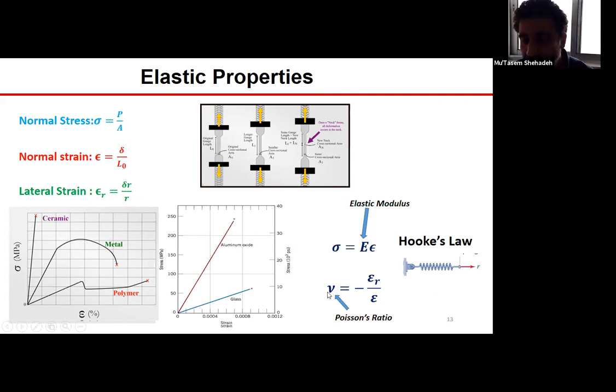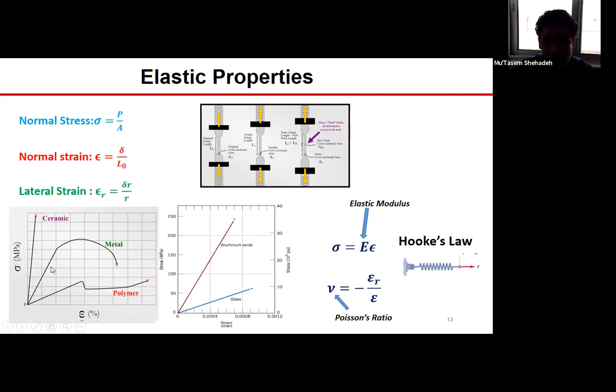This is also an elastic property of the material. So each material exhibits a specific value of Poisson's ratio depending on its structure. So if you look here at the stress strain behavior, which is shown here for three different types of materials, ceramic, metal, and polymer, we can see the elastic modulus E, which is basically the slope of the linear portion of these stress strain plots.